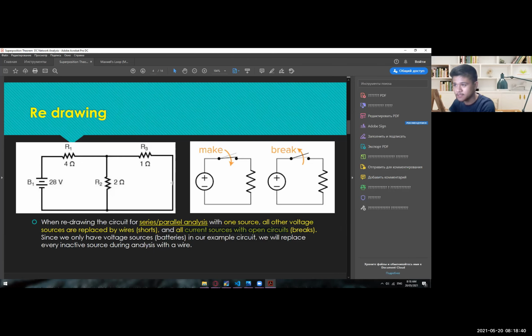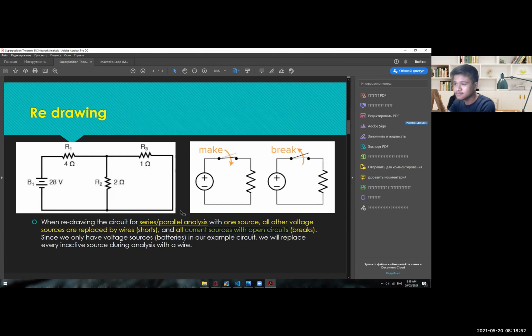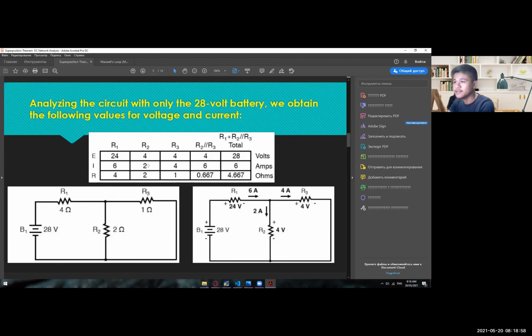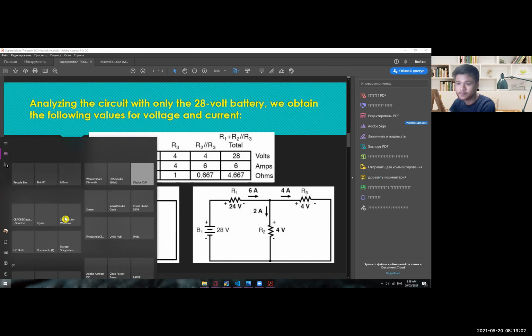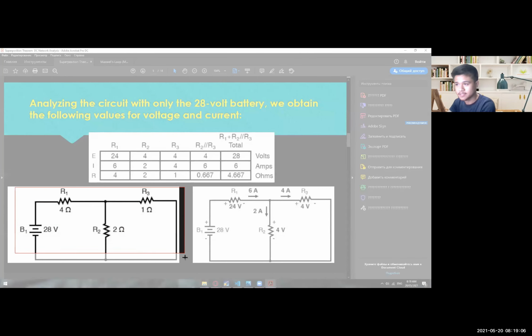But since this one is a voltage source, 7 volts is a voltage source, so just short that one. As simple as that. That's the only thing that you need to do to the other sources. So that's your first step, and then having now this circuit, here's now the result. So let's have our own solution regarding this one.